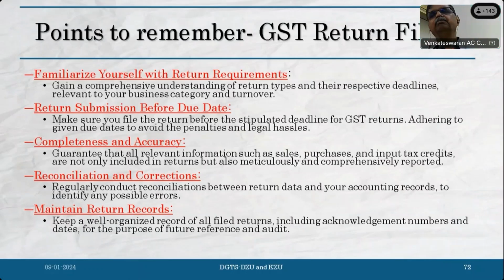Then submit the return before the due date. Don't wait for the last date and come up with technical reasons, or that you were not available, or power was not available, all these things. Avoid unnecessary complication. Completeness and accuracy: verify the completeness and accuracy within the parameters, within the return, and from one return to another. Reconcile for correctness before submitting; reconcile, then submit. Maintain records. This will help you avoid unnecessary litigation at a later stage.